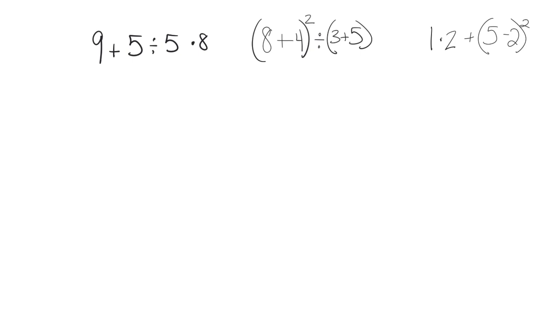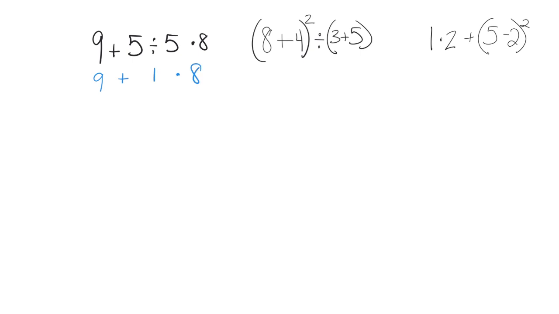Now, let's look at the first example here. There's no parentheses, there's no exponents, so I'm just going to jump right into multiplication and division left to right. So the first thing I come across is this right here, 5 divided by 5. So my first step is to do the 5 divided by 5, which is just a 1.